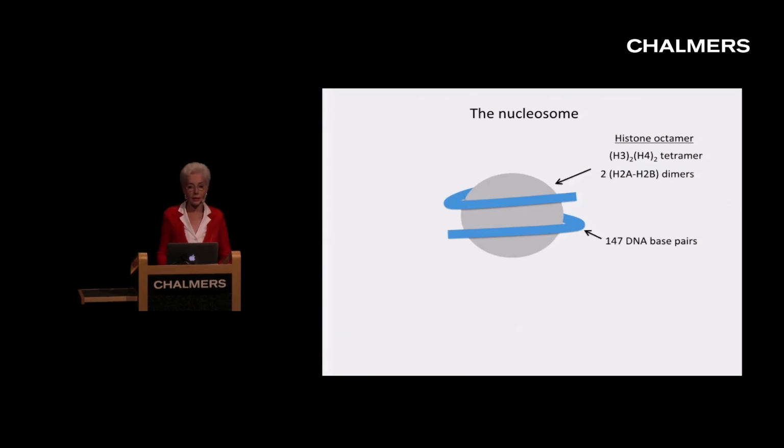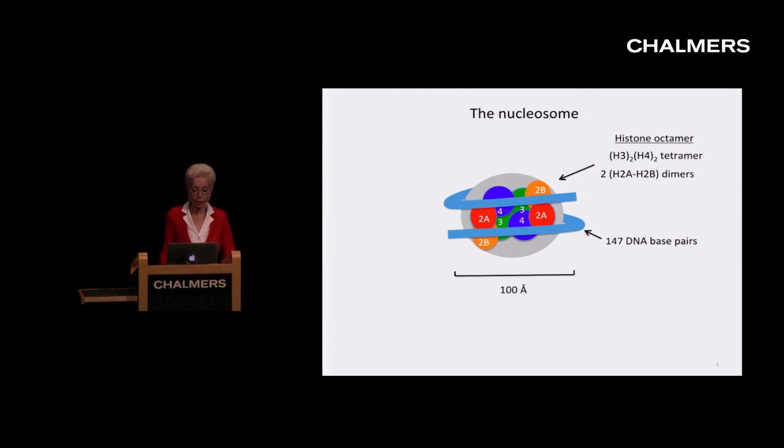The existence and main features of the nucleosome were proposed by Roger Kornberg in 1974. The nucleosome contains a set of 8 histone proteins, 2 each of 4 types, termed H2A, H2B, H3, and H4. 147 base pairs of DNA are wrapped in 1.6 turns around the octamer.